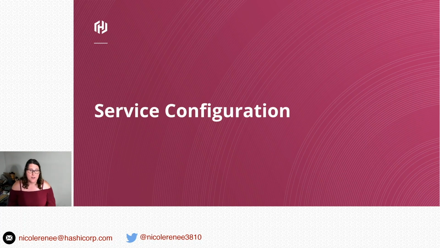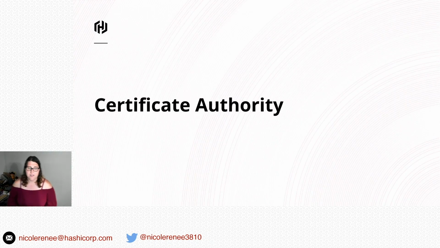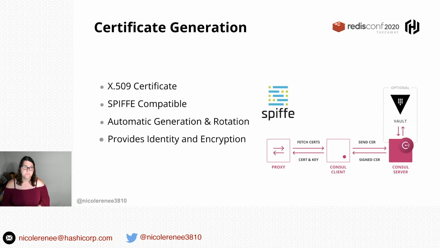And so another component is service configuration. And so what is this and what does it mean? So one of the big pieces when you're using a service mesh for service configuration is a certificate authority. How are you handling all of this authentication and encryption? And so you want a certificate authority so that you can generate these certificates, assign them to services, and use them for each individual instance of your service.